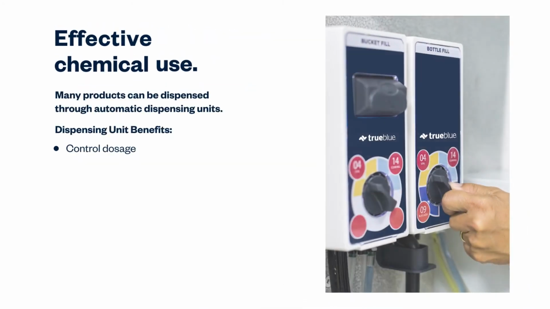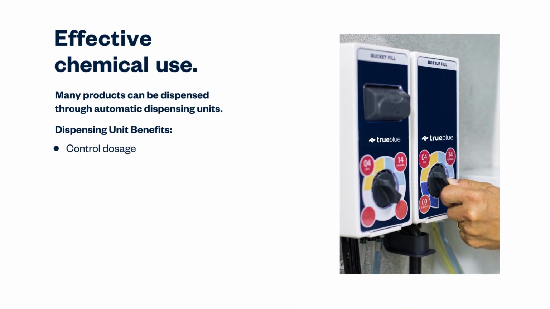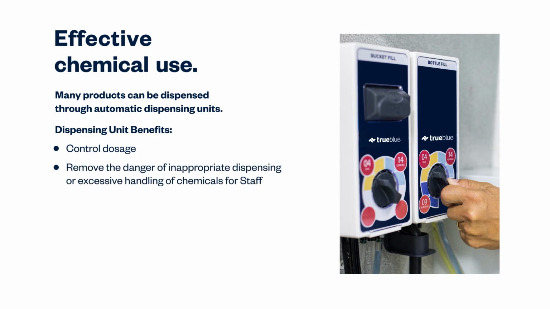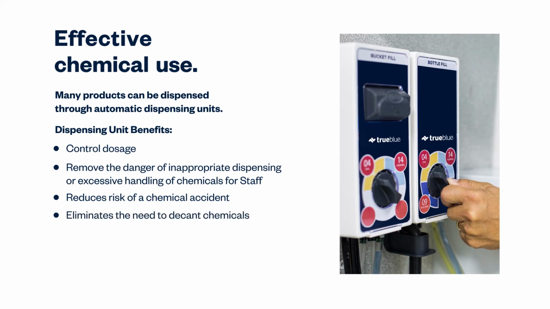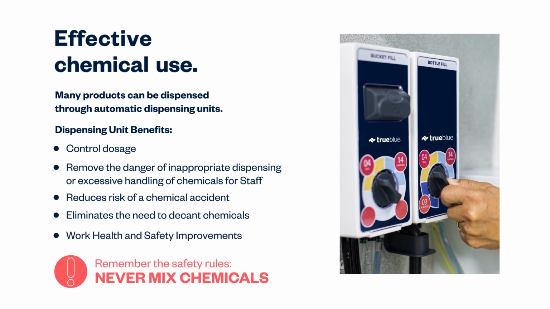To achieve controlled dosage and more effective chemical use, many of our products can be dispensed through automatic dispensing units. It also reduces the danger of inappropriate dispensing or excessive manual handling, lowering the risk of a chemical accident. It eliminates the need to decant chemicals and ensures compliance to work health and safety rules. Remember the safety rules: never mix chemicals.